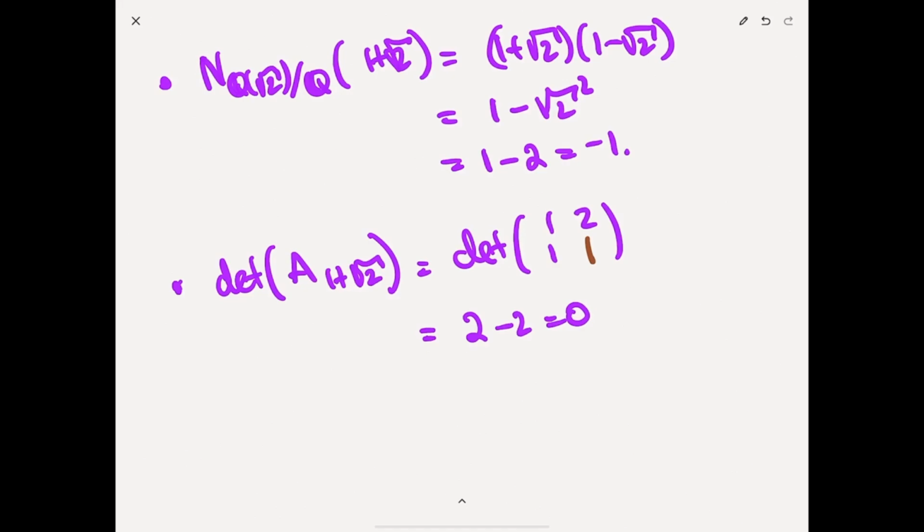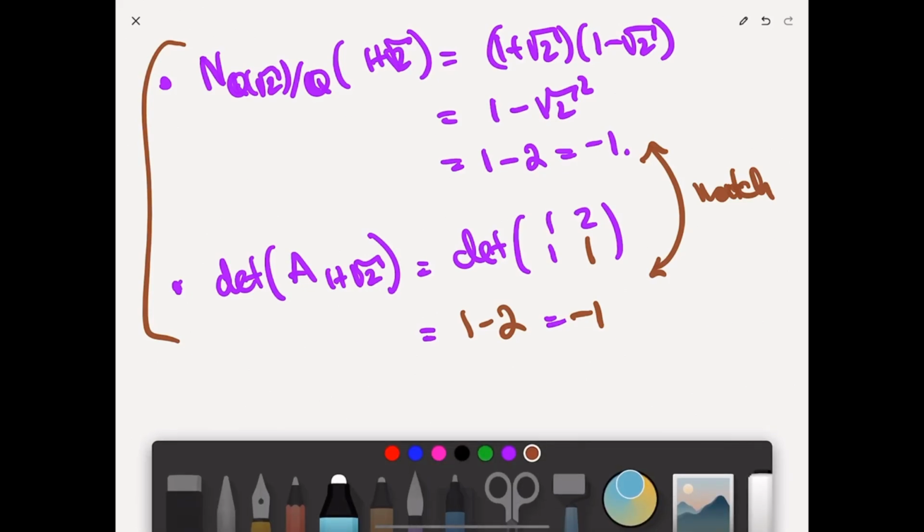All right, so now let's write this out. This is 1 minus 2, which is minus 1. Okay, so now they match. I made a small little error there. Okay, so let's do the next part. This is the first thing that we checked. So let's do another one.